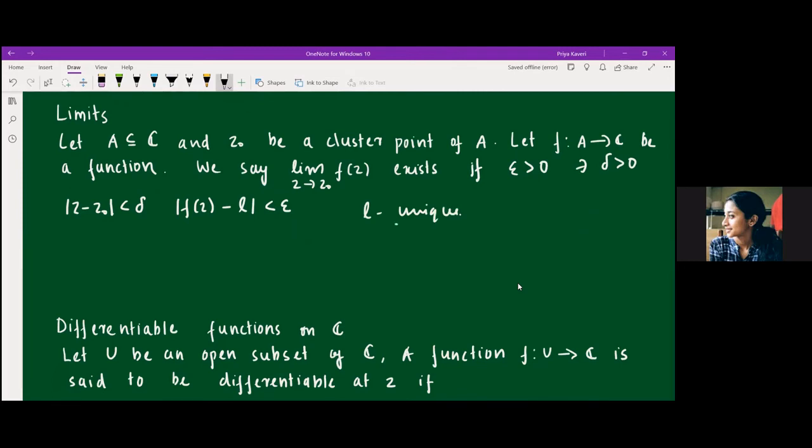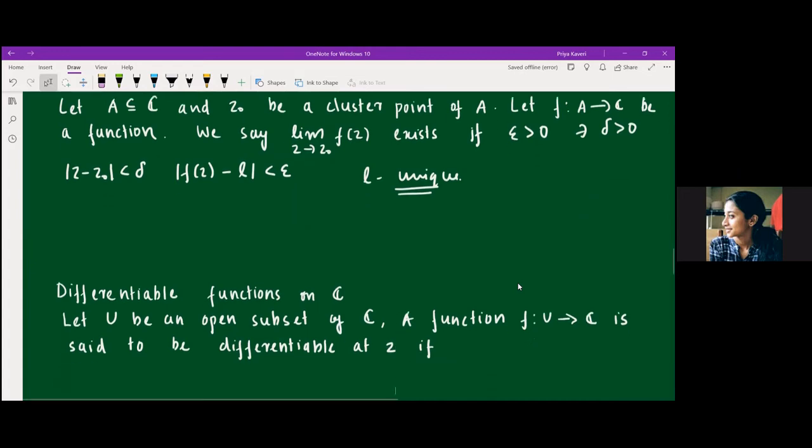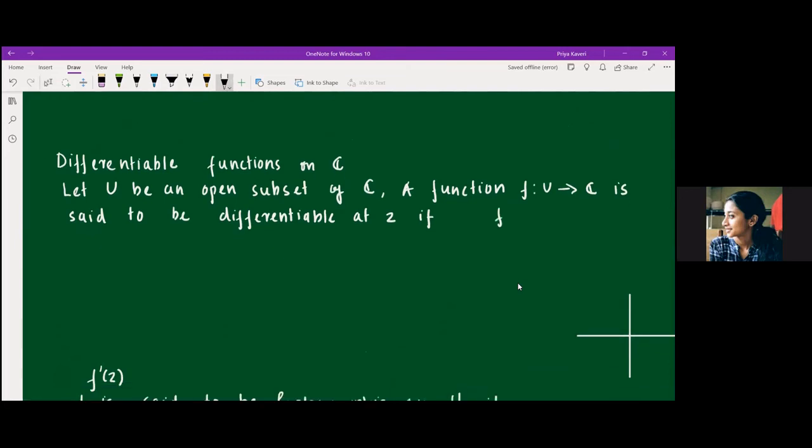Now we will move to differentiable functions in C. A function f from a set in C is said to be differentiable at z if we look at f of z plus h. That is, we need to look at the differentiability at z. We will look at the value of the function at z plus h, and we take the difference of this value, and we divide it by h, and we let the limit as h tends to 0. And if this limit exists, say L, then we say f is differentiable at z.